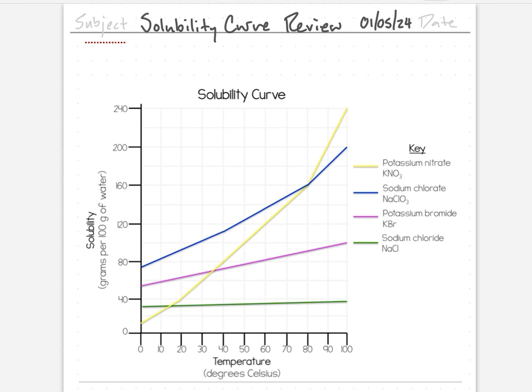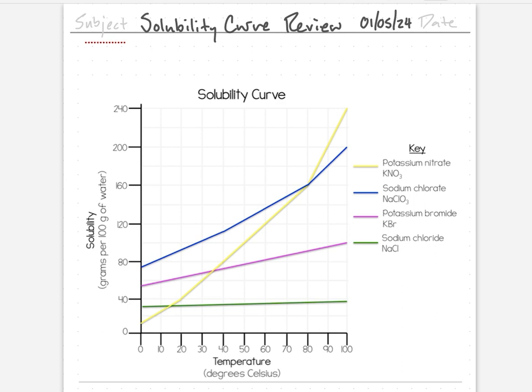Now, there's vocabulary terms we use for these three situations. The first one is unsaturated. This means that it did not fully dissolve in water, that you could still add more, and the more that you add would still dissolve.